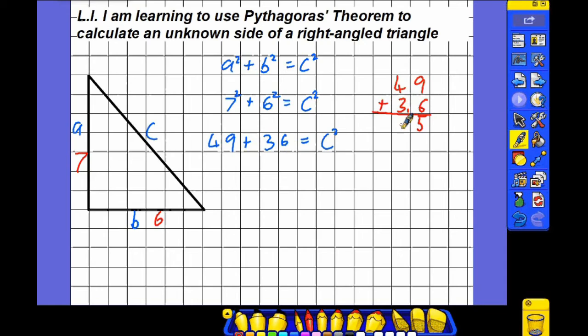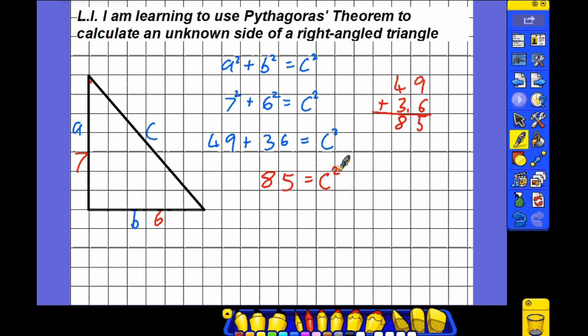4 plus 1 plus 3 is 8. So that means that C squared is 85. However, I'm looking at this and I'm thinking there is no way that that is 85. So if this is 7 and that's 6, this is not 85. And that's because what we've worked out here is C squared. We need to unsquare it in order to work out what C is.